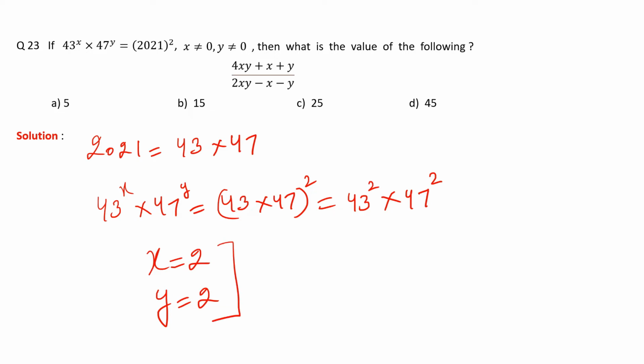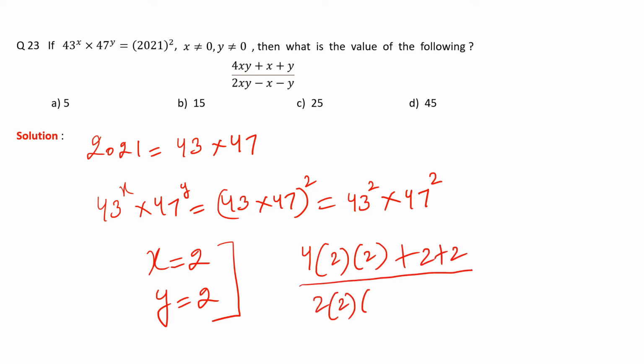So that means the value of the given expression will now become 4 into 2 into 2 plus 2 plus 2 divided upon 2 into 2 into 2 minus 2 minus 2. So it becomes 16 plus 4, which is 20 in the numerator, and in the denominator it becomes 8 minus 4, which is 4. That means finally we get 5 as the answer. So hence A option is the correct one. Now we move to our next problem.